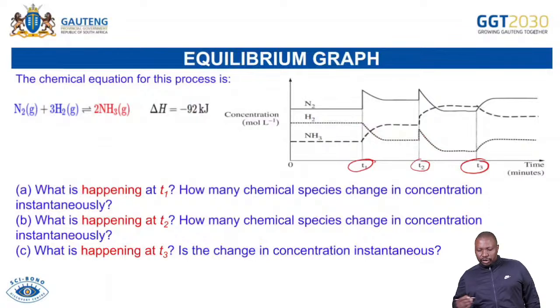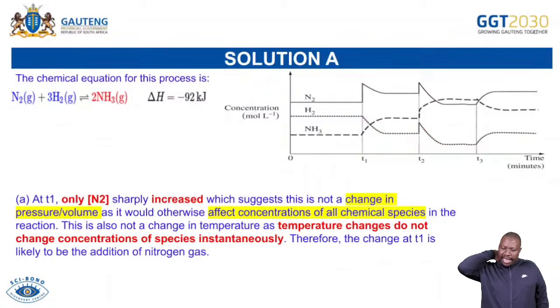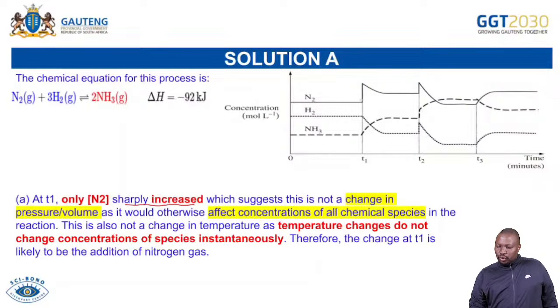Now, with time not on our side, I will move to say at T1, you can see that only N2, only this one, sharply increased. So you can see that N2 sharply increases. Then it suggests that this is not a change in pressure, because that affects the concentration. This is also not changing temperature, because it does not change the concentration of the species. Therefore the change at T1 is likely to be addition of nitrogen gas. So we're saying nitrogen gas was added. Why? Because it sharply increased there.